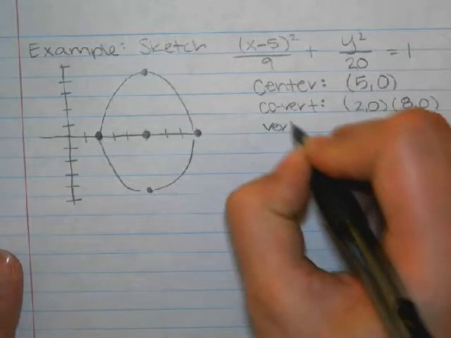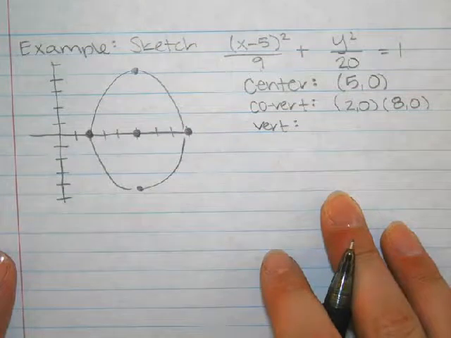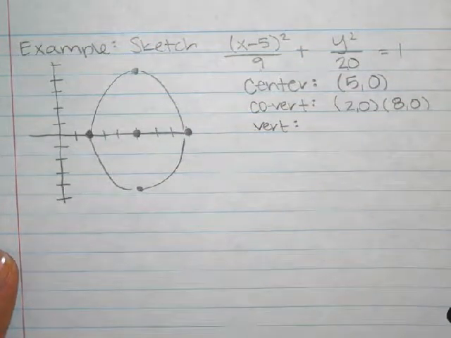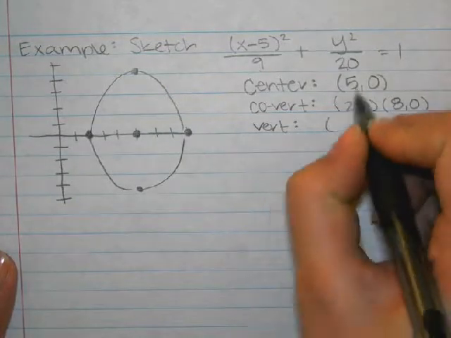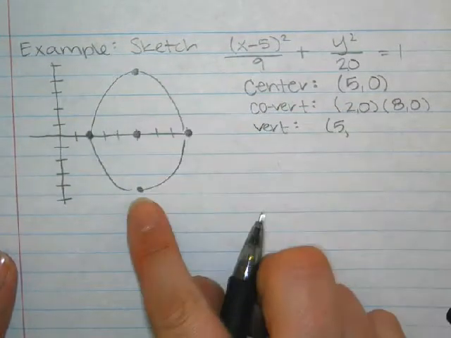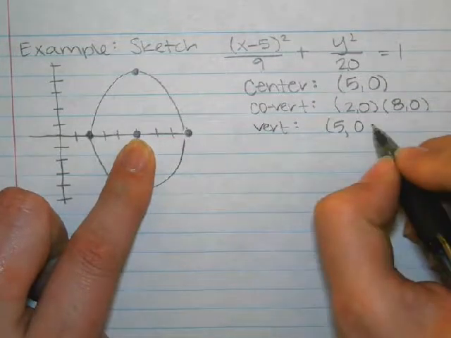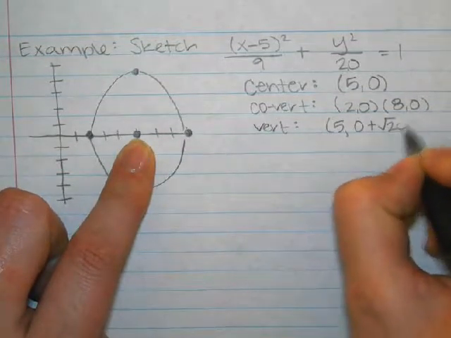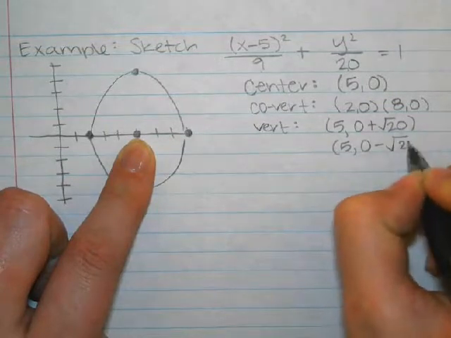Now, for the vertices, anytime you have a square root number where you would have had to take the decimal, we're going to use the exact answer when we write our points. So I'm going to say that this point, the x-coordinate of 5 stays, so you'll notice that has an x-coordinate of 5, and so does this one. And then I'm going to use my y-coordinate. I'm going to say 0 plus square root 20, and I'm going to say 0 minus square root 20.